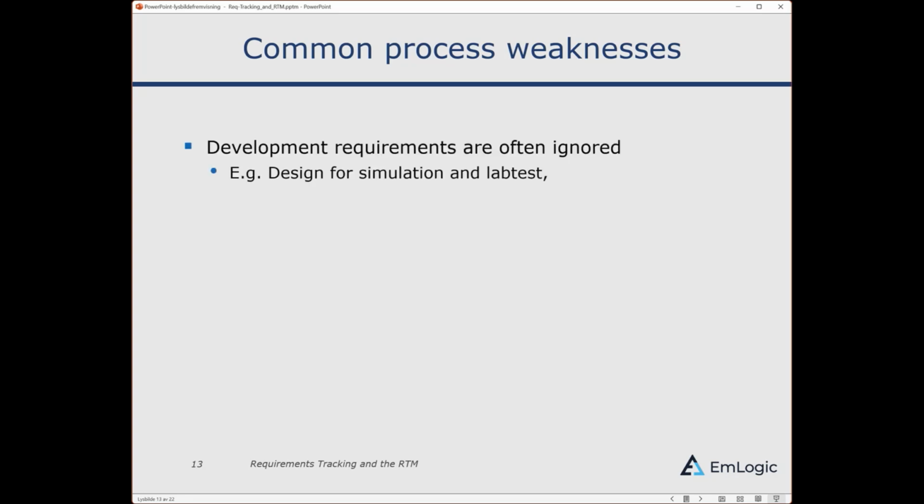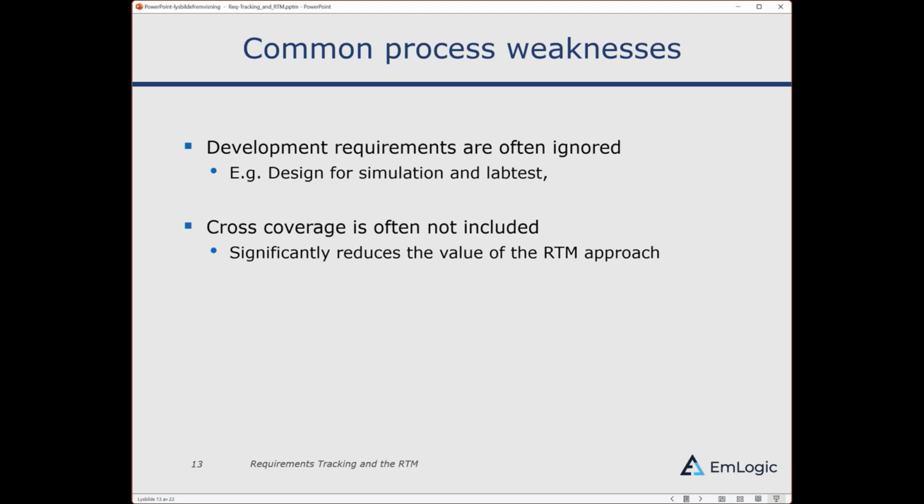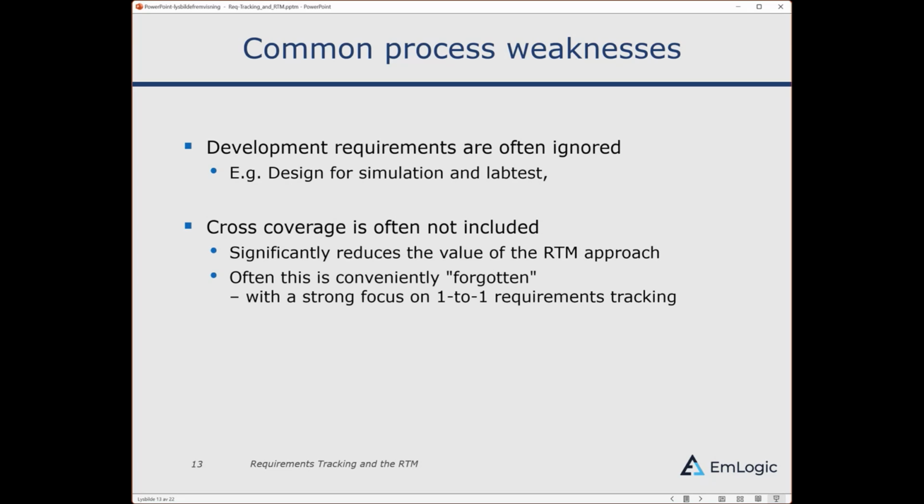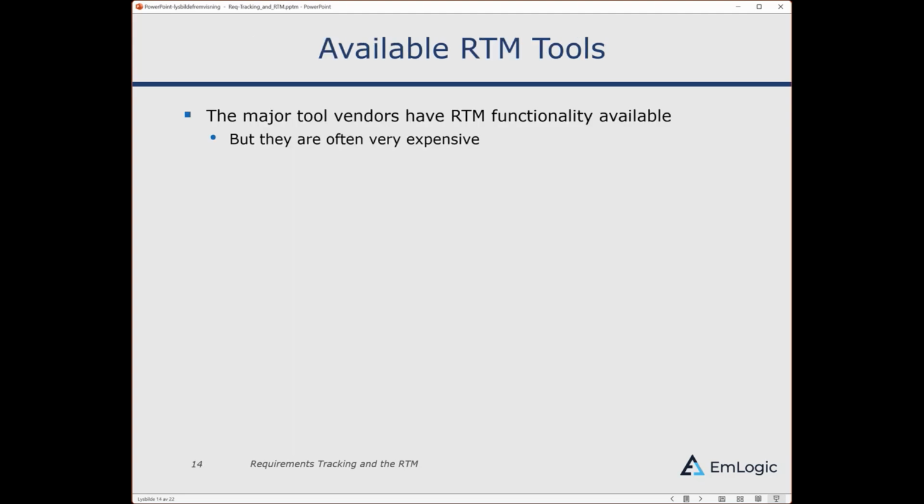And also have some common process weaknesses. It could be, for instance, that the development requirements are ignored, like for instance, design for simulation, design for lab test, not included in requirement list. Also that cross coverage is very often not included, as in 2 different requirements must be tested simultaneously in different variations. This definitely reduces the value of this RTM approach. Often this could be because it's conveniently forgotten because it's more complex, or it could just be a lack of awareness. There are available RTM tools around.